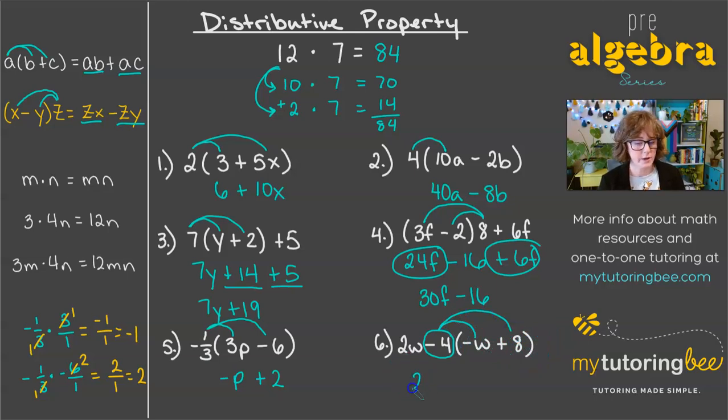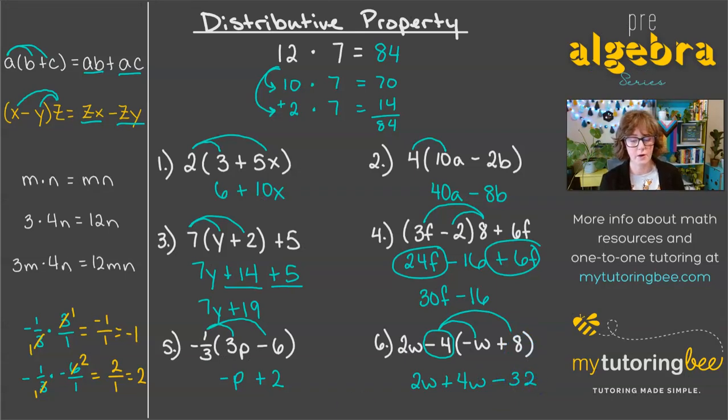Okay, I'm going to go ahead and write my 2w, just dropping that down. I'm not using that yet. So let's go ahead and distribute the negative 4. So negative 4 times negative 1 essentially gives me positive 4w. And then negative 4 times positive 8 gives me negative 32.